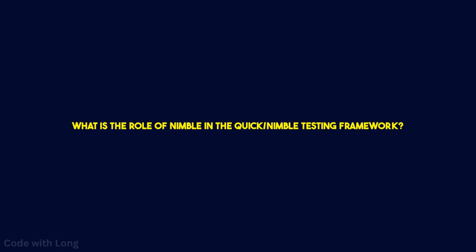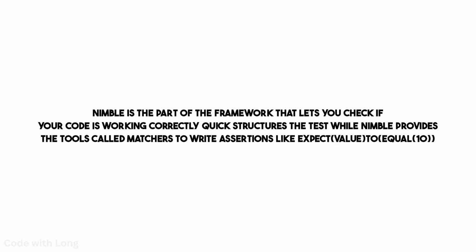What is the role of Nimble in the Quick/Nimble testing framework? Nimble is the part of the framework that lets you check if your code is working correctly. Quick structures the test, while Nimble provides the tools, called matchers, to write assertions like expect(value).to(equal(10)).